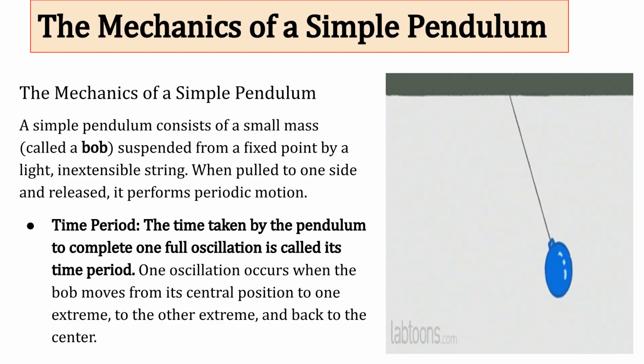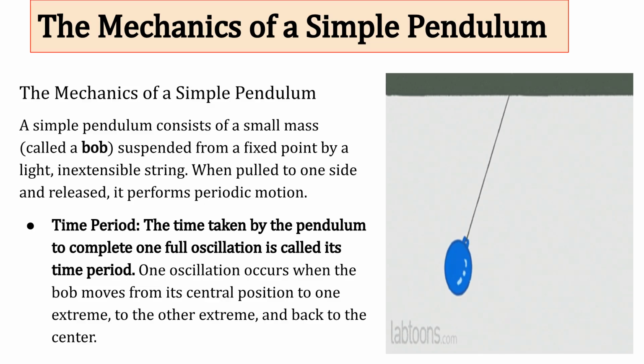So we can say a simple pendulum consists of a small mass, called a bob, suspended from a fixed point by a light, inextensible string. When pulled to one side and released, it performs periodic motion.